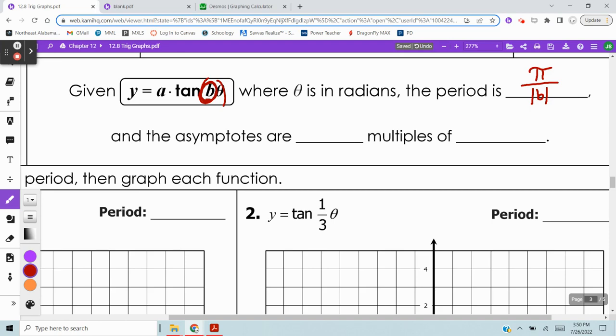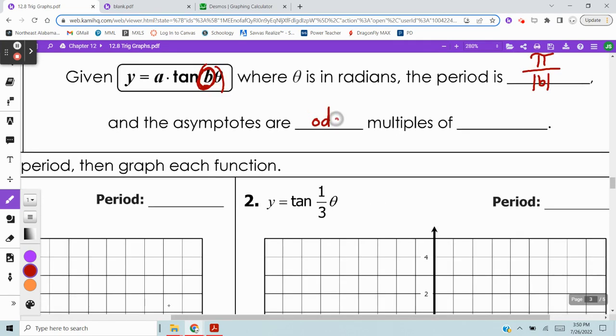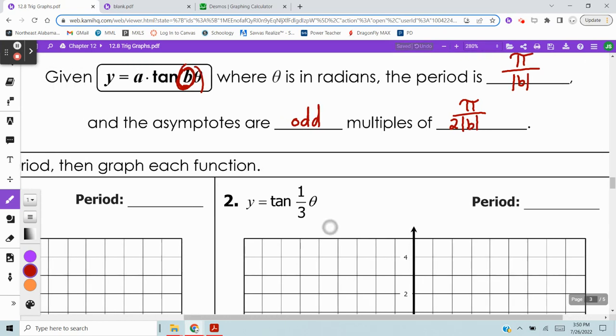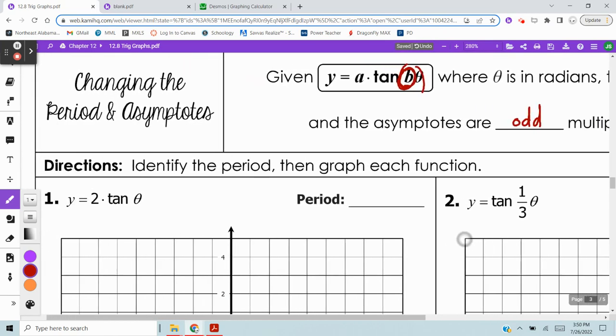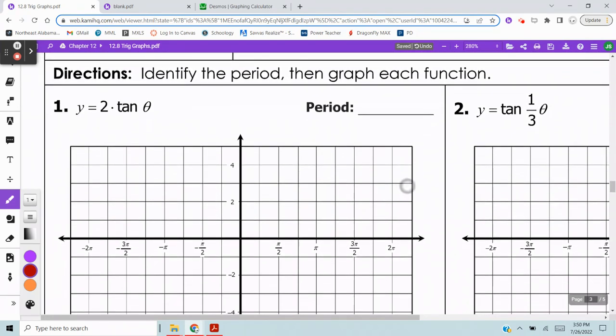The asymptote lines are actually going to occur at the odd multiples of 180 or pi over 2 times the absolute value of b, and we can use that to actually find our asymptote lines. So let's try some of these. It says identify the period, then graph each function.